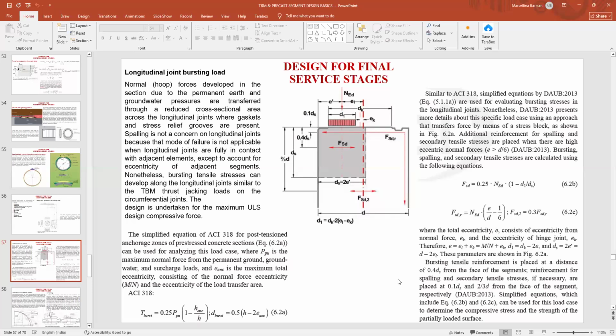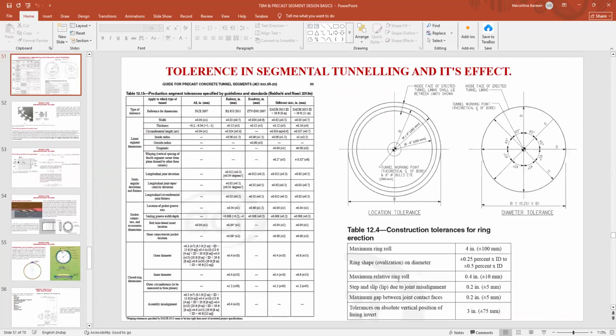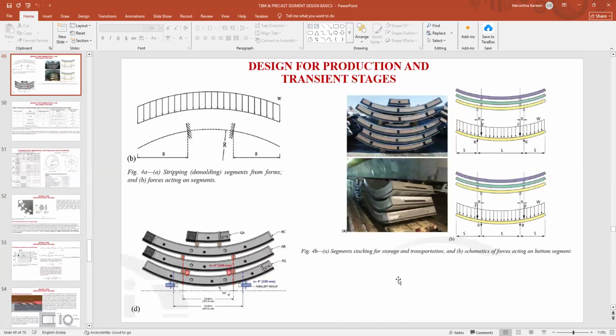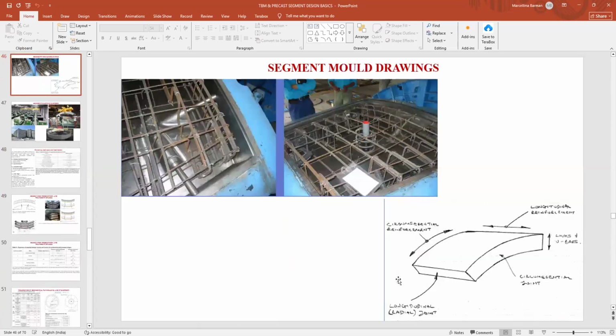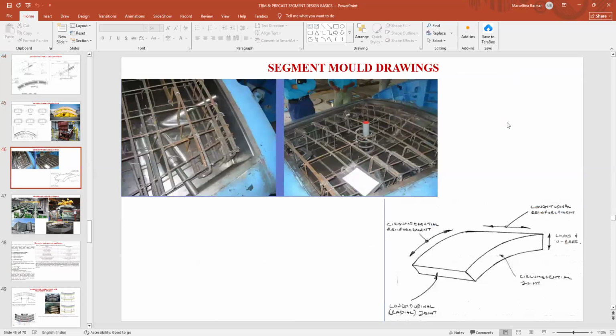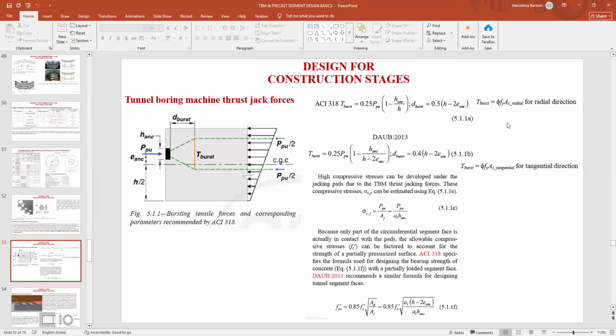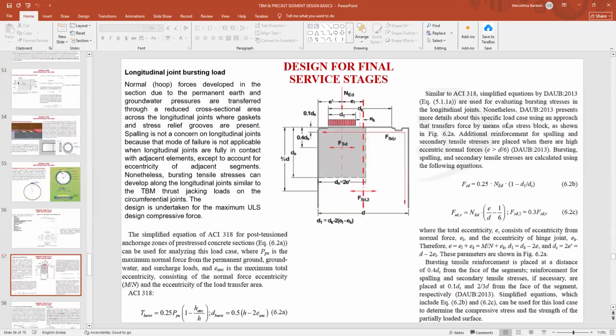Because in the segments there is a groove where we are putting the gaskets. There is a groove that I show you here. If you see the segment general arrangement, yes, this is the segment. Whenever you are seeing the general arrangement between the two segments, there is a small groove where we are putting the segment gaskets. So there is a slightly reduced cross-sectional area compared to the original arrangement of the segment we are considering.